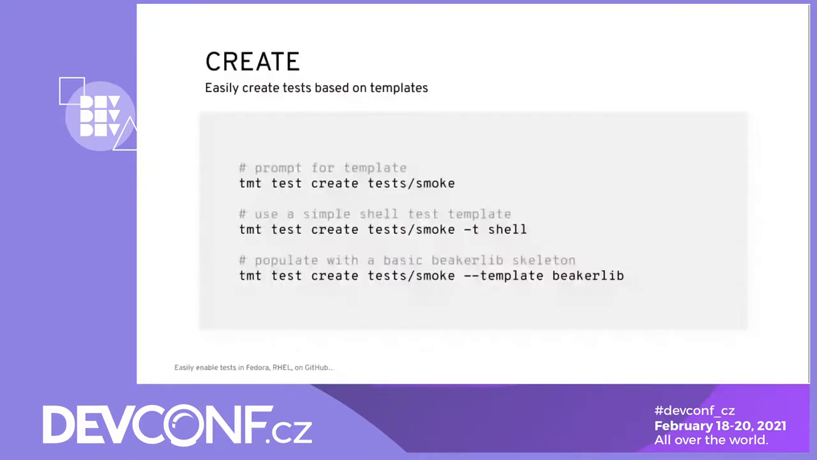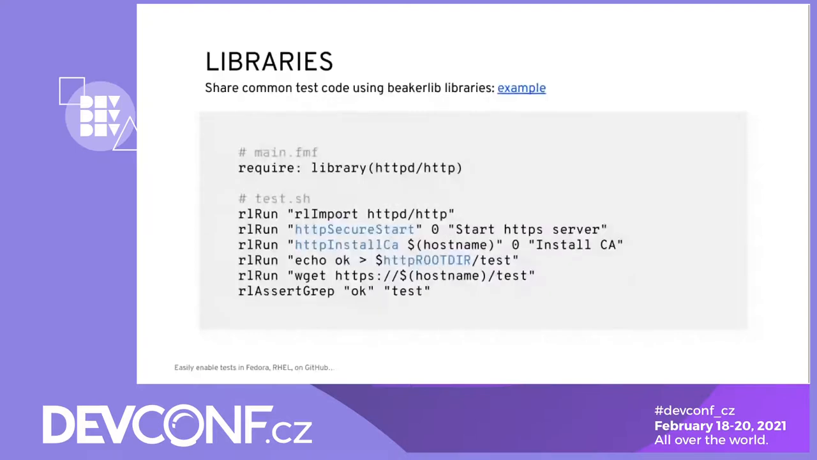Libraries. I wanted to mention libraries because quite often you don't want to write the same thing again and again. So we have beakerlib libraries. Enabling a beakerlib library is as easy as this. You use a require library, http, and in the test, you can then use the library's features. So for example, setting up quite complex things like Apache with all the certificates and putting the things at the right place. So you just do http secure start, http install certificate, and it's done. Okay, so much better, and that's basically it.